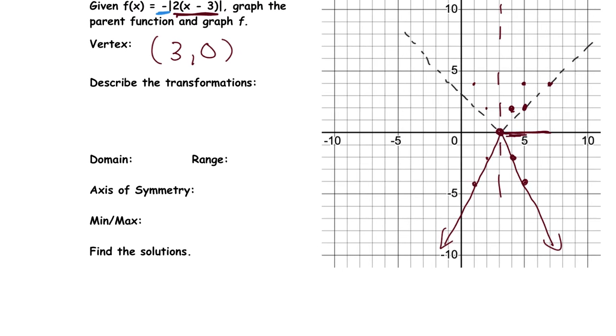Okay, so now we have to describe it. So we're going to start on the inside. This time we have a B. We have to talk about that first. Is that vertical or horizontal? Horizontal. Is it a stretch or a compression? It's going to be by 1/2, so that needs to be a compression, right? Between 0 and 1, it's going to be a compression. Then we went, what did the 3 do?